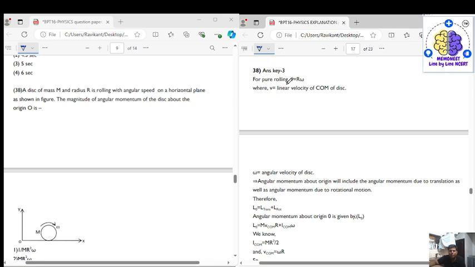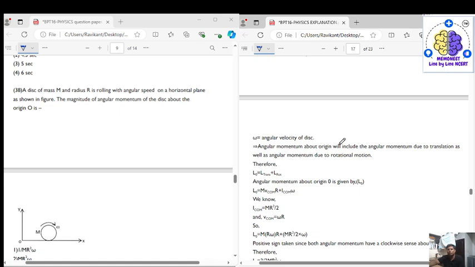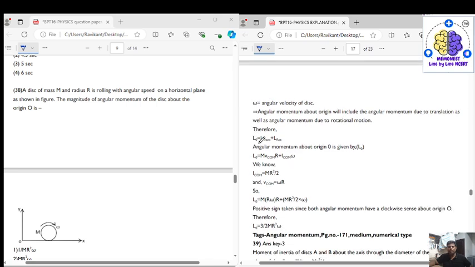So in case of pure rolling, V is equal to R into omega, where V is the velocity of the center of mass and omega is the angular velocity of the disk, right? Now the angular momentum about the origin will include the angular momentum due to the translation as well as the angular momentum due to rotation, right? That is, L about origin is equal to LT plus LR. Now LT, that is the translatory angular momentum, is M into V into R, plus your rotational angular momentum is I into omega, right?